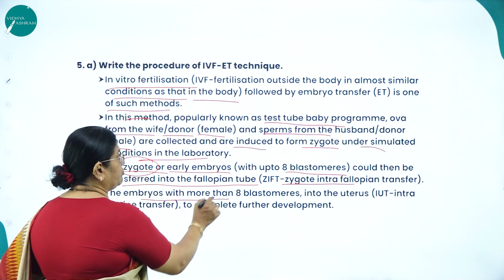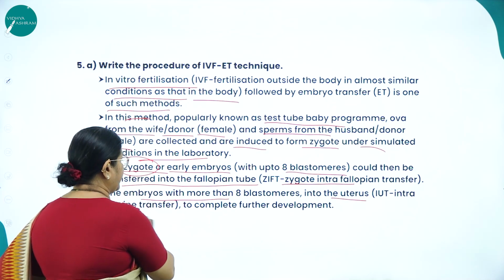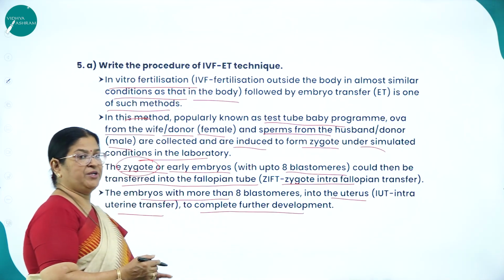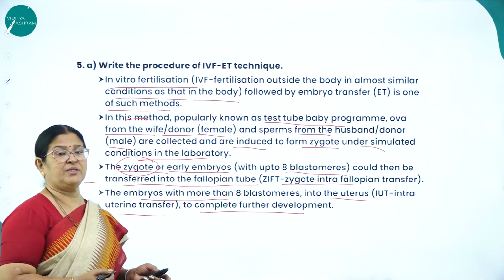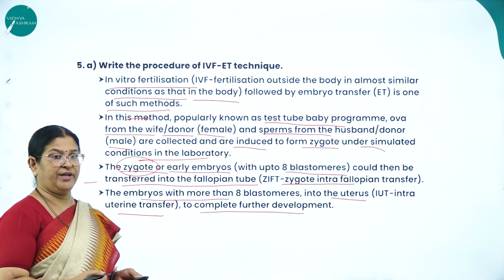Then the embryos with more than 8 blastomeres are transferred into the uterus, which is called IUT, intrauterine transfer, to complete further development. So these are the very important methods of ART, and this one such method is very, very important.